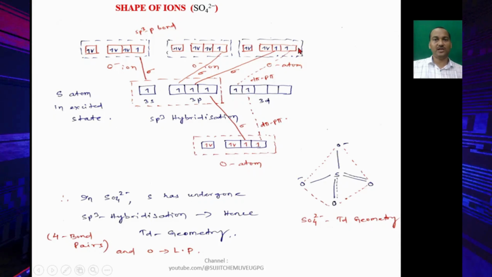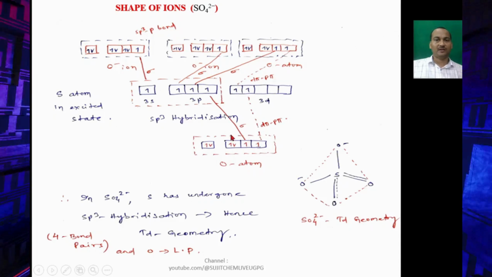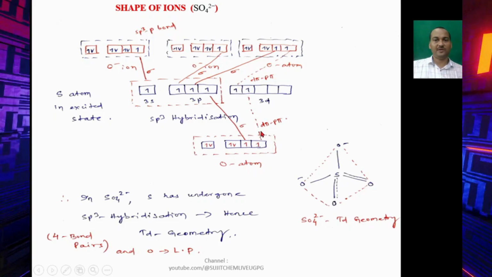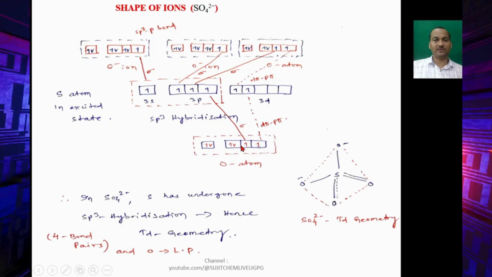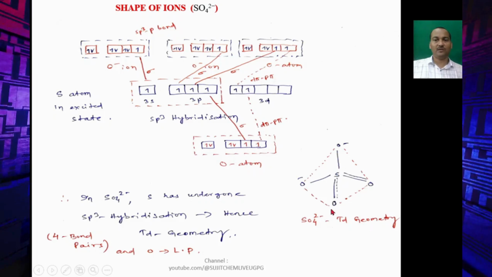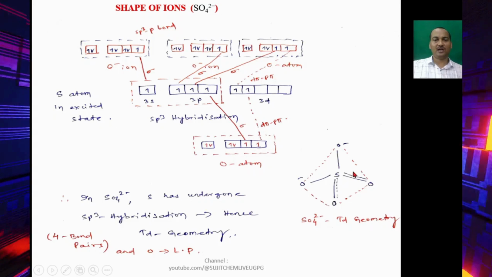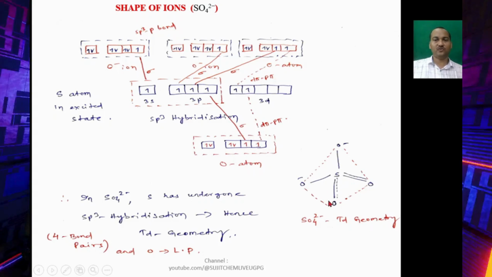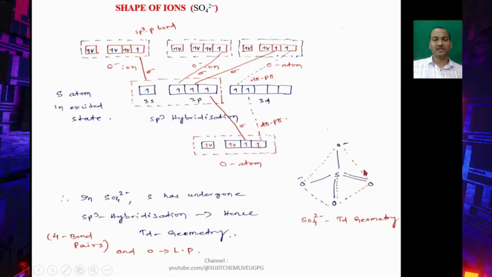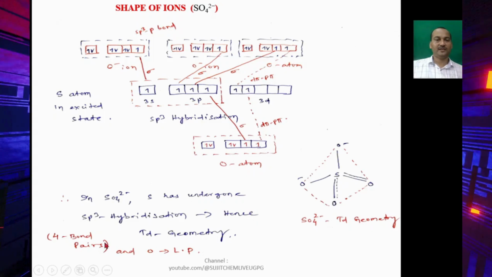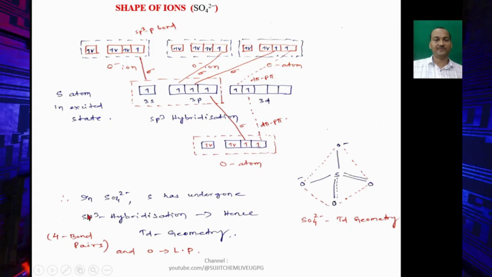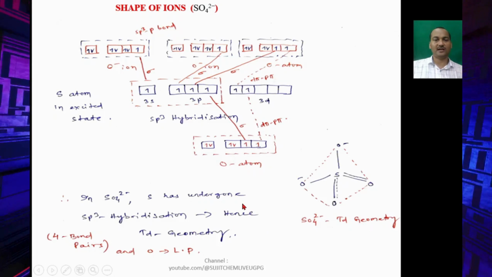Sorry, this will give rise to a d pi p pi bond, and here also this forms a d pi p pi bond, and this one will form a sigma bond. So as a result, in SO4 2 minus you have 4 sigma bonds and 2 pi bonds. These 2 pi bonds do not participate in determining the structure. So hence it has 4 bond pairs and 0 lone pairs, so sp3 hybridization, and the structure is tetrahedral.